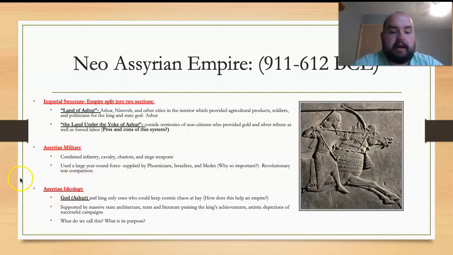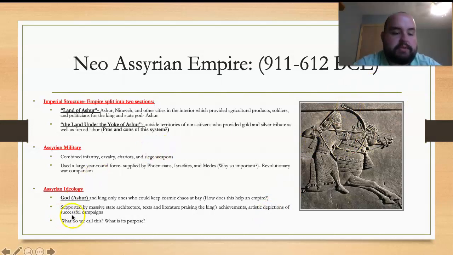To give you a little bit more idea about their ideology as well, they believed that their god, like I said, Ashur, and the king were the only ones who could keep cosmic chaos at bay. Which again, how does this belief system help an empire? Exactly, again, imaginary audience, it inspires loyalty into the king. If you genuinely believe in this religious system and believe that your king is the only one who can protect you, you're going to be much more loyal. They would support this idea with massive state architecture, texts and literature that praise the king's achievements, and artistic depictions, such as this one here, of successful Assyrian military campaigns.